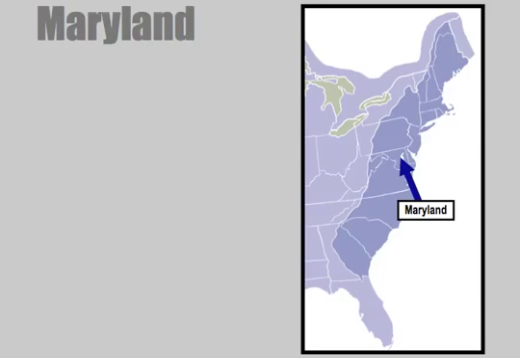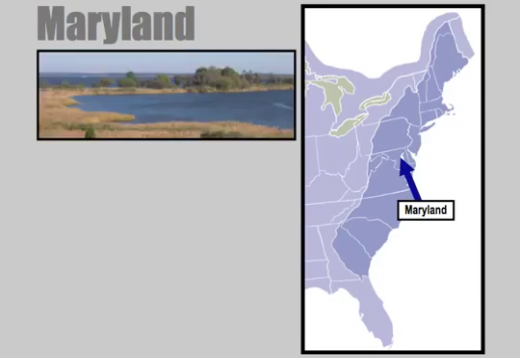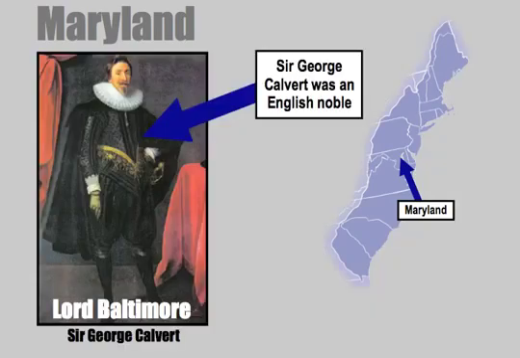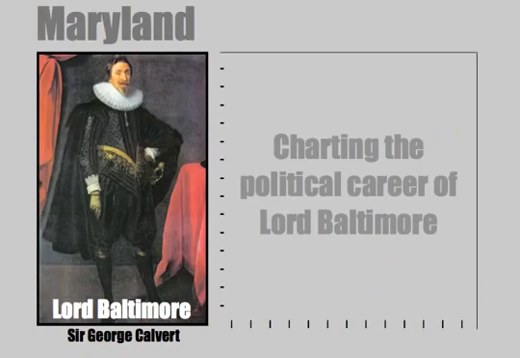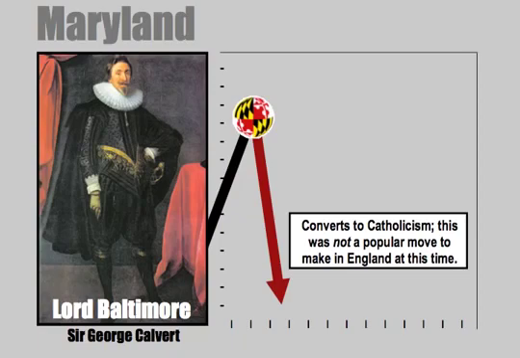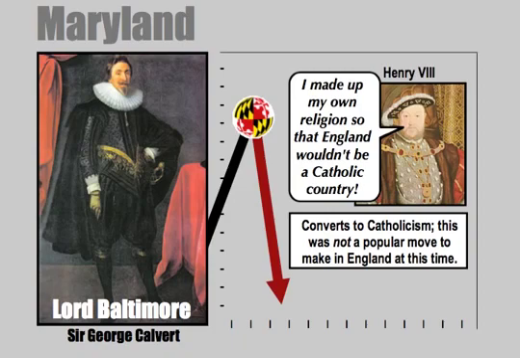Now, the story of Maryland is one of rich natural resources, religion, and a man named Lord Baltimore. Lord Baltimore was an English noble, and if we were going to chart the political career of Lord Baltimore, it would be one of great promise. That is until Lord Baltimore announces that he is a Catholic. At that point, his political career is definitely going to take a downturn, because if you recall, it was not very popular to be a Catholic in England during this time period. The Anglican Church was the official church of the country, so it was sort of political suicide to announce that you were in fact a Catholic instead.